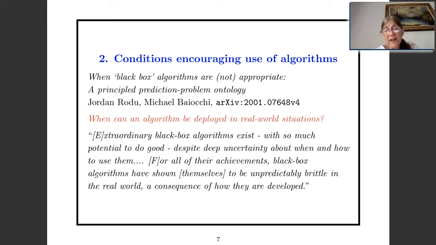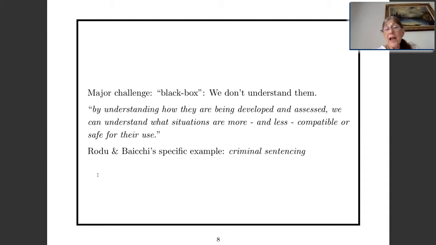But here's what they wrote. Extraordinary black box algorithms exist with so much potential to do good, despite deep uncertainty about when and how to use them. For all of their achievements, black box algorithms have shown themselves to be unpredictably brittle in the real world, a consequence of how they're developed. And the big challenge here is often we don't understand them. So the authors wrote, by understanding at least how they're developed and assessed, maybe we can understand what situations are more or less compatible or safe for their use. And as I say, the specific example that they carry forward is one involving criminal sentencing.